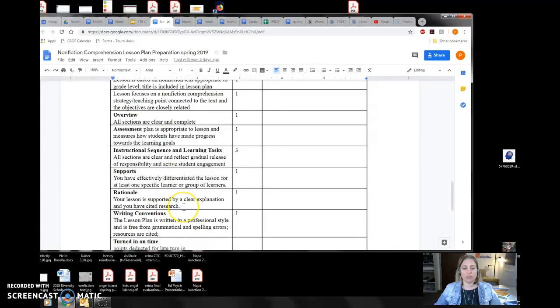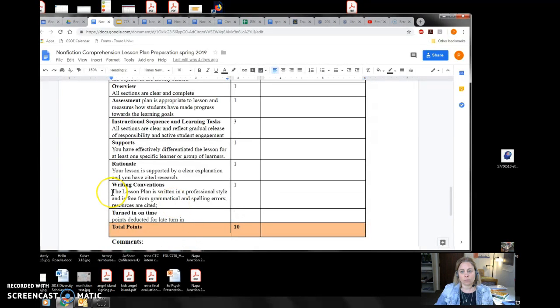Make sure you have a clear rationale. Classrooms That Work would be an excellent reference to cite as you think about why it's important to teach these strategies for nonfiction text. And then make sure it's proofread.